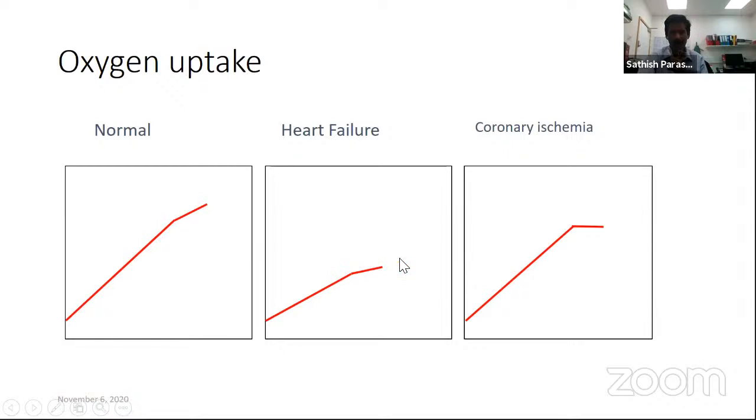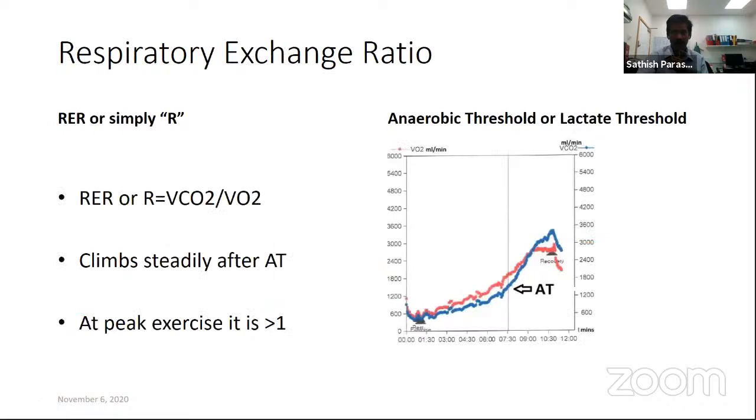And then obviously the peak oxygen consumption is less than 85%, much lower than this. While in coronary ischemia, it goes on steadily, as you would expect, until a point where coronary ischemia induced cardiac dysfunction sets in, and the oxygen consumption becomes abruptly flatter towards the peak.